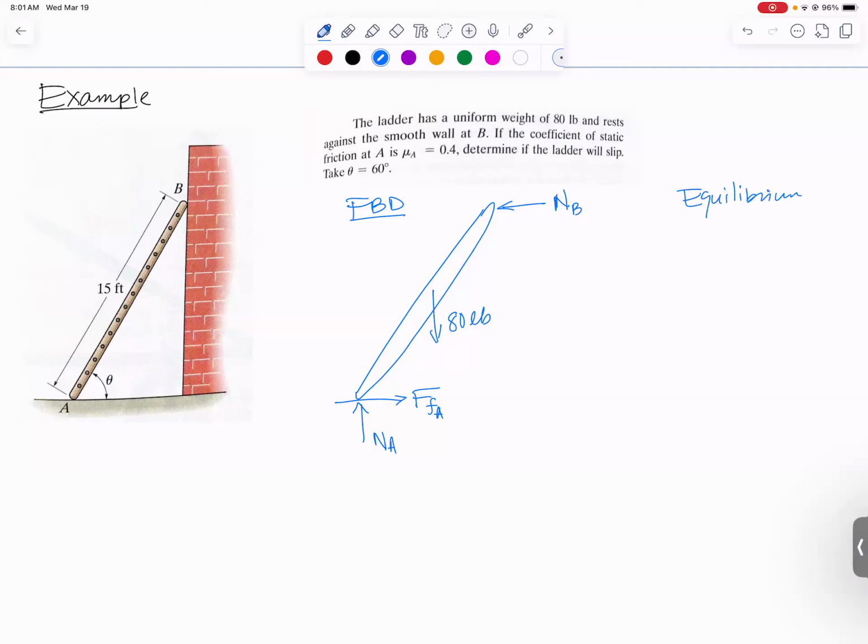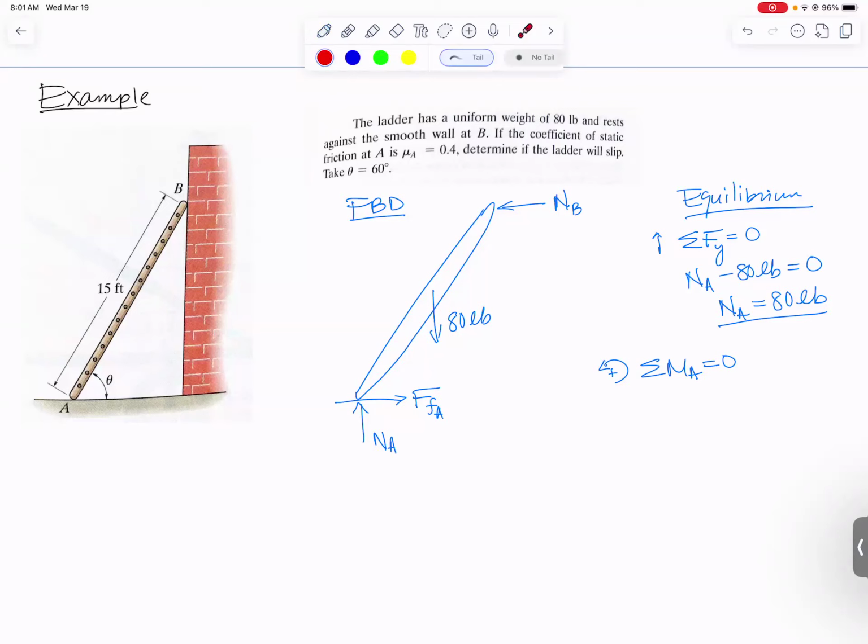Equilibrium equations, that's our second step. If we sum forces in the y direction, I can actually solve for something right away. I've got NA is upward, minus 80 pounds is equal to 0. So NA is equal to 80 pounds. If I sum force in the x direction, I've got 2 unknowns, so why don't we sum moments about point A next? So summing moments about point A in a counterclockwise direction, I will have NB, and I need that perpendicular distance. So it's all the way up here. Perpendicular distance would be that height.